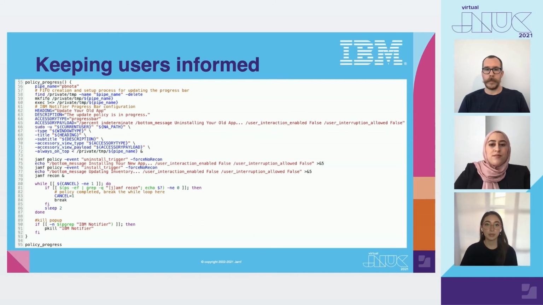As each policy event completes, the accessory payload with informational messages is updated. In this example, we are uninstalling an old app on line 74, installing a new app, line 76, and then updating the inventory, line 78. The while loop at line 80 checks to see if the recon process has completed. Once the inventory update is finished, the loop breaks and the notification process is terminated. Here is a short demo video to see this function in action.